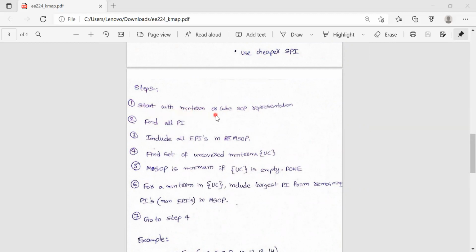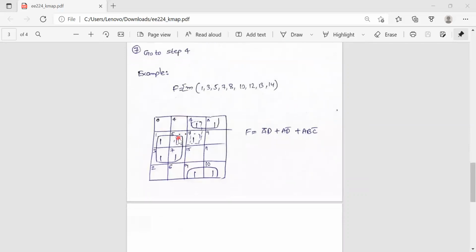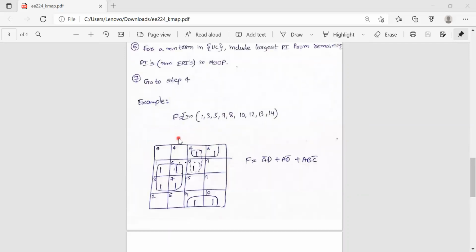Start with the min term or a cube representation. Find all PIs, include all EPIs, and find the set of uncovered min terms. If the set of uncovered min terms is empty, then we have found the solution and the K-map method is over. If it is not empty, then we go for the next step. Let's try to understand this using an example here.